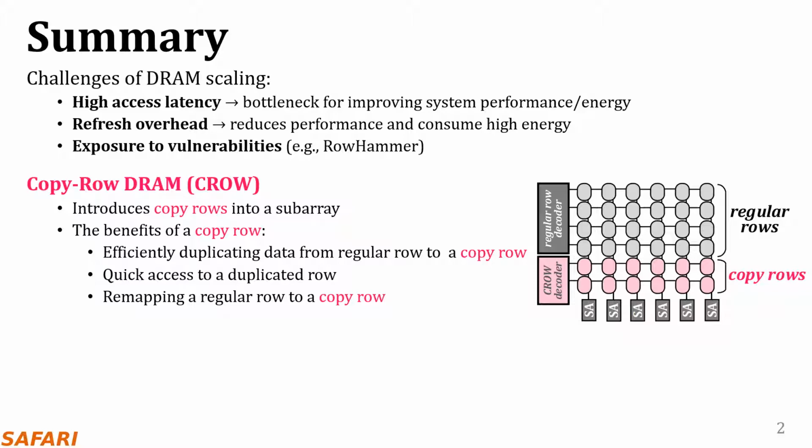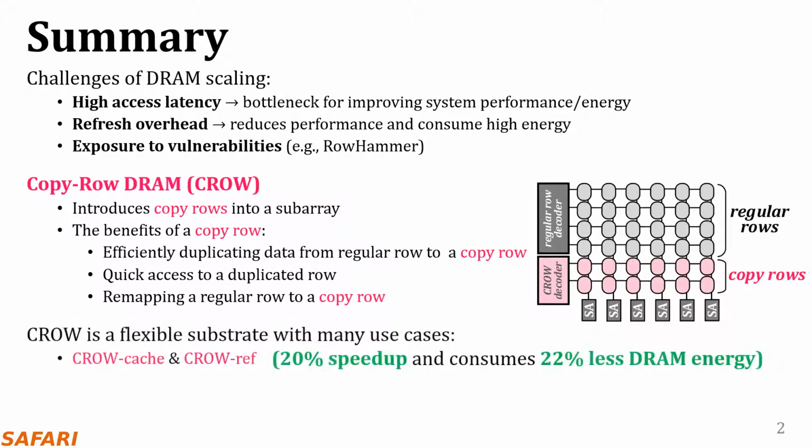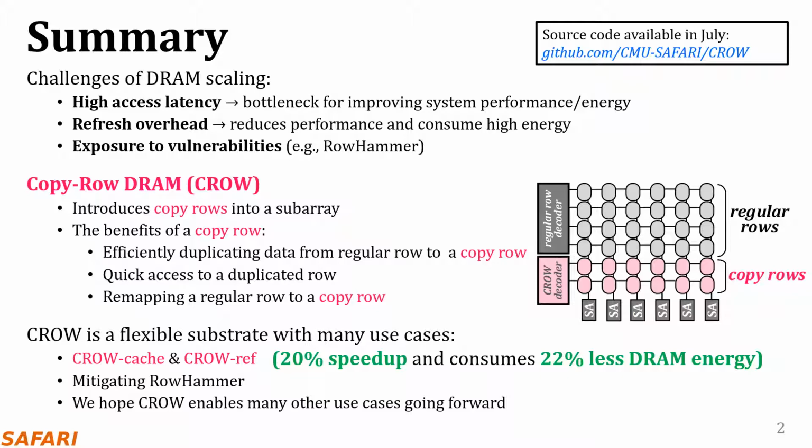We use CROW to develop mechanisms to address the scaling challenges of DRAM. We develop and evaluate CROW-cache, which enables in-DRAM caching to reduce access latency, and CROW-ref, which reduces the performance and energy overhead of DRAM refresh. According to our evaluation, the two mechanisms together improve system performance by 20% and reduce DRAM energy by 22% on average. We also propose a third mechanism for mitigating the RowHammer vulnerability. We'll leave evaluation of this mechanism for future work. We believe CROW will enable many other use cases going forward.